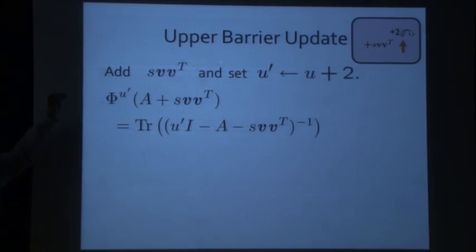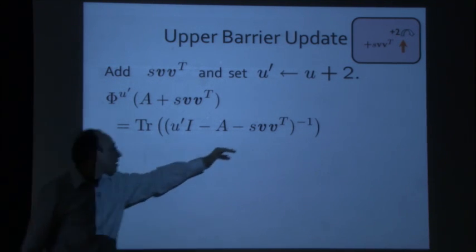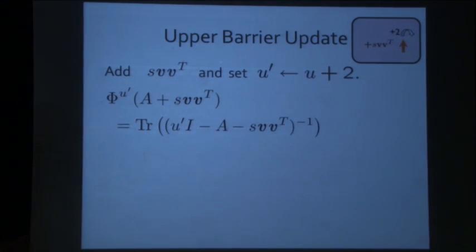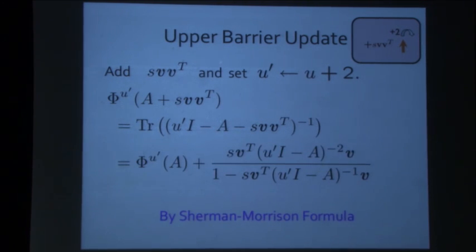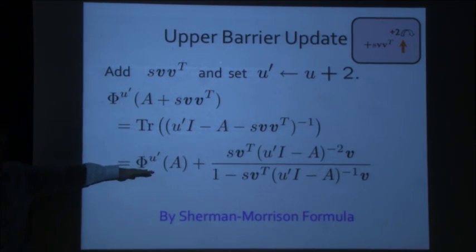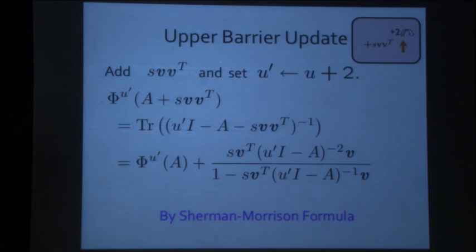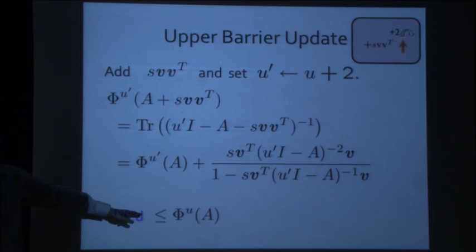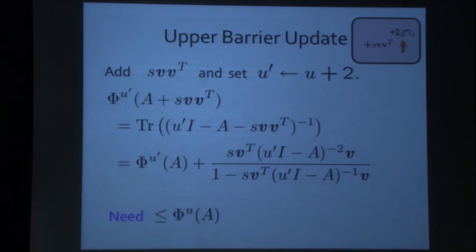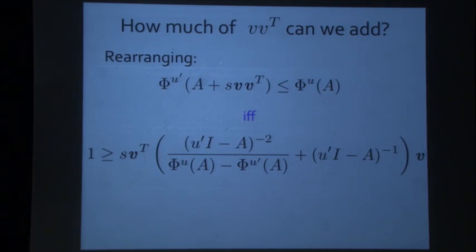Thankfully, this is the trace of a rank 1 update of a matrix, and there's a very simple formula for what that is, called the Sherman-Morrison formula. So we get an expression for what this is, and it's a nice, easy thing to deal with. I will manipulate it and tell you what happens with it. What we're going to show is that it's at most what the value was initially. That's what we want anyway. And when you rearrange terms, the condition becomes very nice.